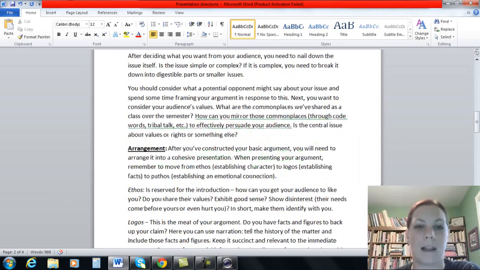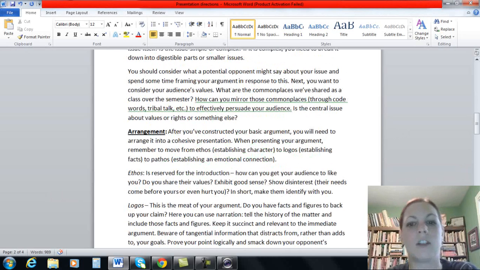Next, you'll want to follow arrangement. Once you've constructed your basic argument, you will need to arrange it into a cohesive presentation. Now, this is where some of you missed the mark in your initial introductions for your bibliographies. Your presentation and ultimately your final paper should move from ethos, which is establishing your character or credibility, to logos, which is where your facts come in, your research, to pathos.